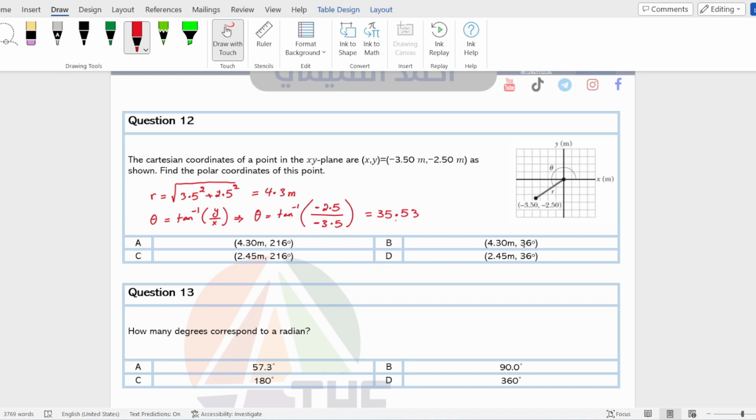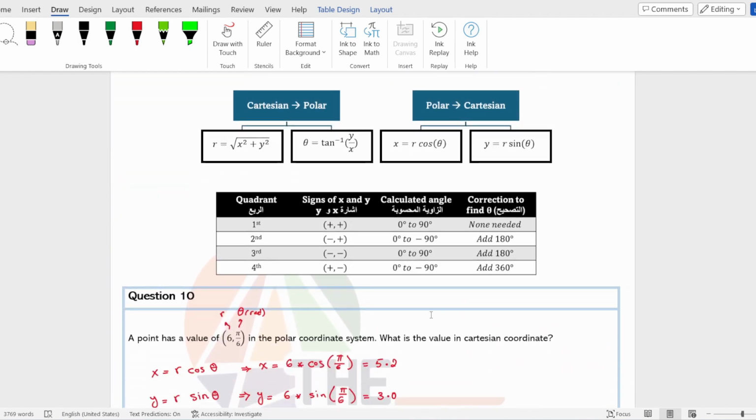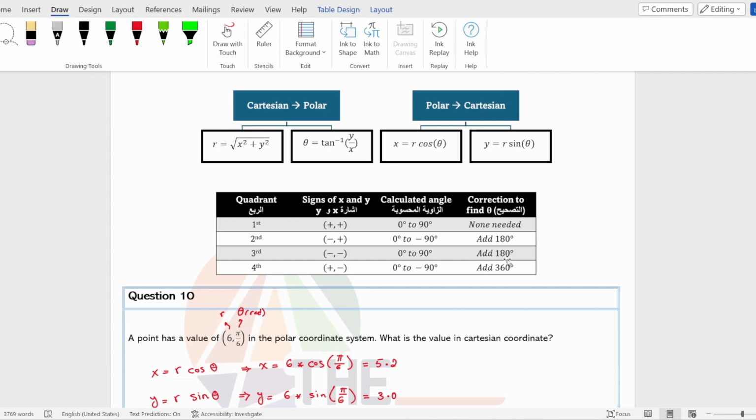Why? Because if we go back to the table above, we have to do a correction for the angle if the point is located in the third quadrant. How do I know it's in the third quadrant? Both the y and x components are negative, so if the x component and the y component are both negative, that means the point is located in the third quadrant. Therefore, if the point is in the third quadrant, the answer you get in the calculator is between 0 and 90. Actually that's what we found, which is 35, between 0 and 90. Now this is incorrect. We have to do a correction. How? By adding 180 to the answer.